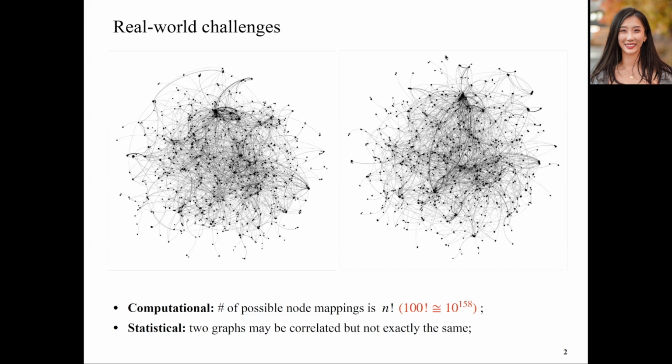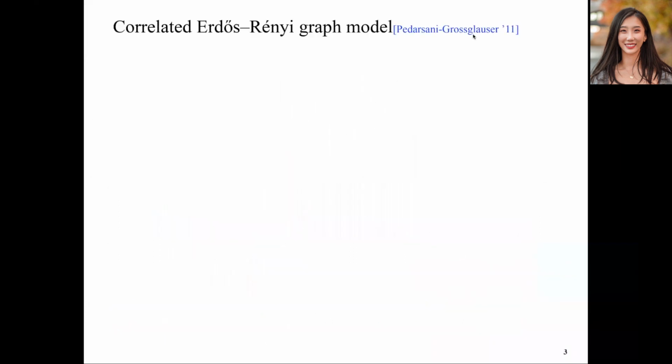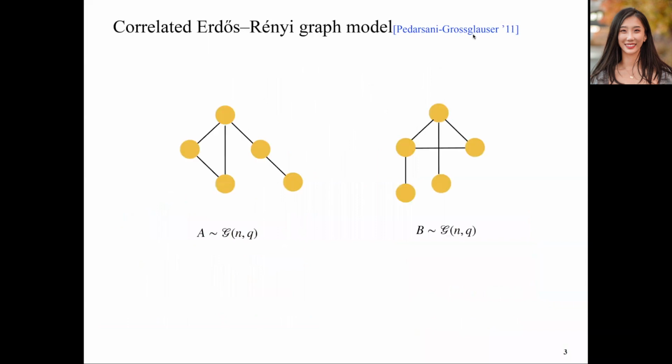From the statistical perspective, the two graphs may be correlated, but they're not exactly the same, making this problem even more challenging. To formally study this problem, now let me introduce this popular model called the correlated Erdős–Rényi graph model. Here is a toy example. We have A and B, two networks. Each one of them is an Erdős–Rényi random graph with n nodes. In this example, n equals 5.